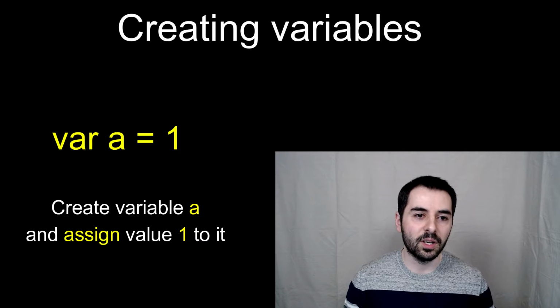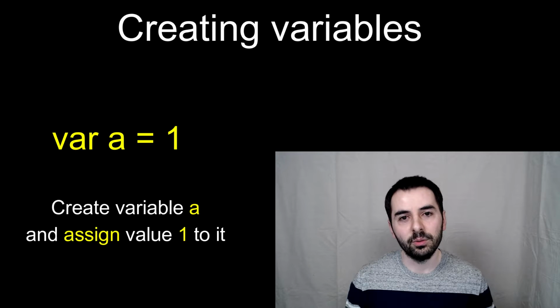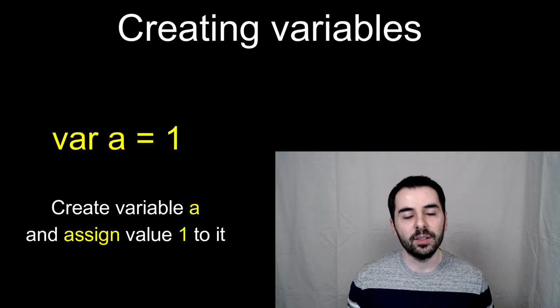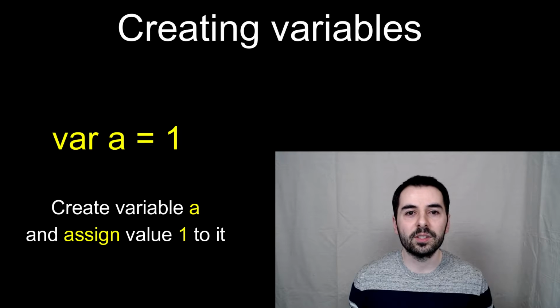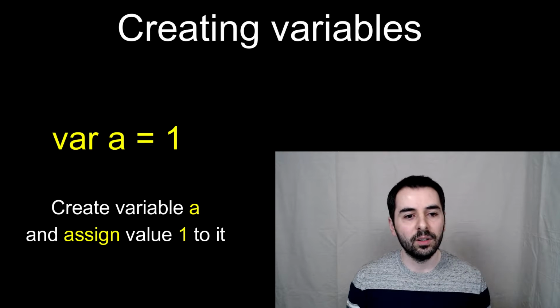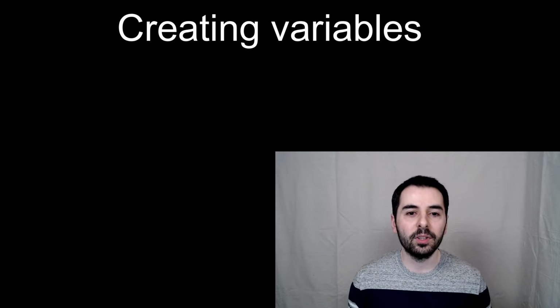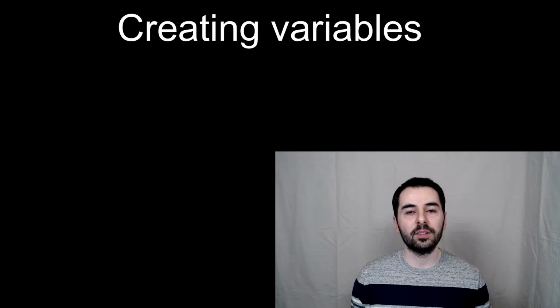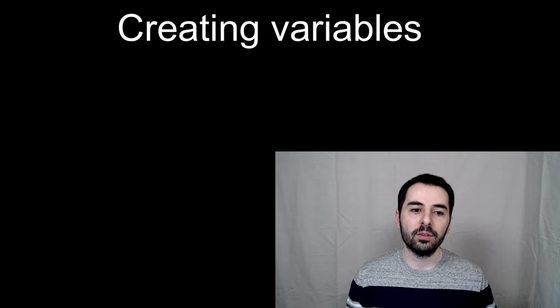So for instance, we can say a equals 1. When we say equals 1, we are not saying the value of a is 1. We are saying assign 1 to the variable a. So assignment is one of the operators. We'll get to operators in a later video.